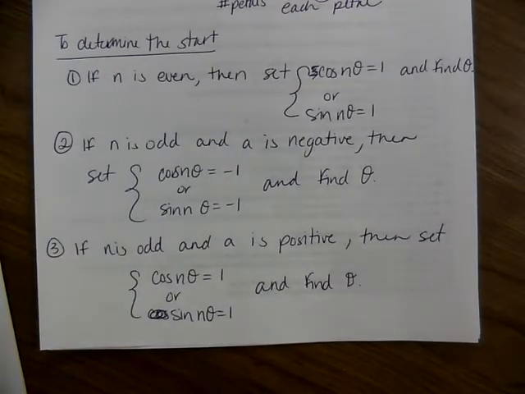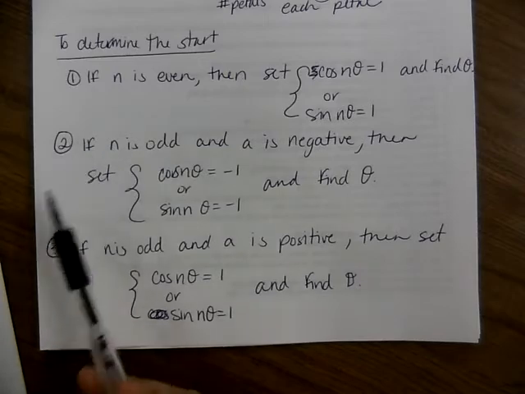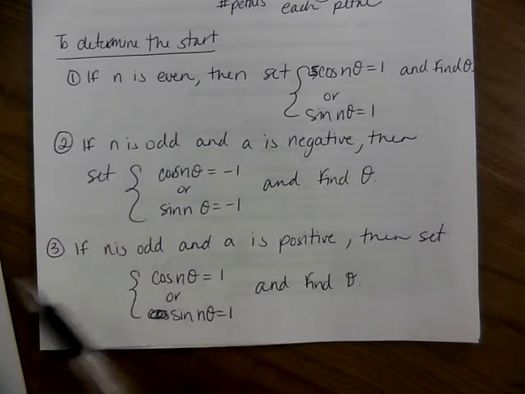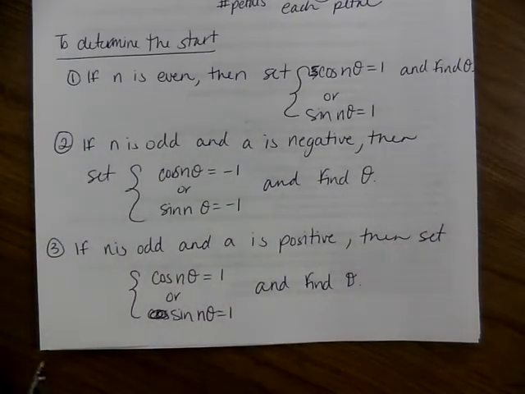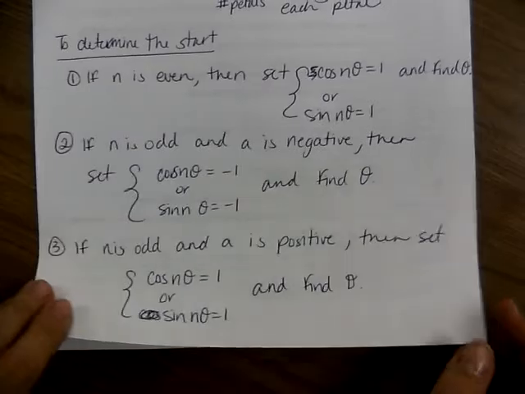If you look, the only time you're going to set it equal to something other than 1 is when n is odd and a is negative. So that's like the one rule. If you remember that, I would look at number 2, try to remember that rule, and then in every other situation you set it equal to positive 1. Okay, so let's try some examples.